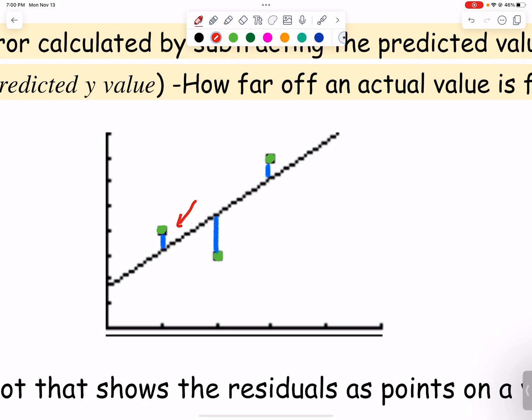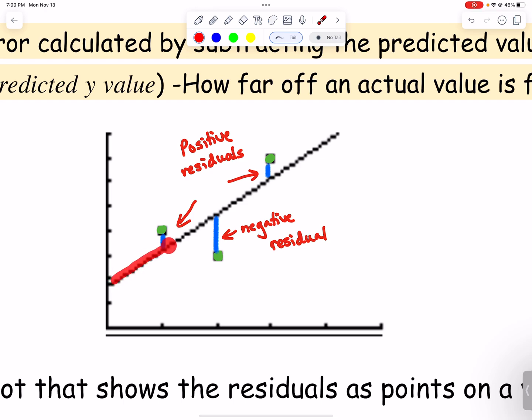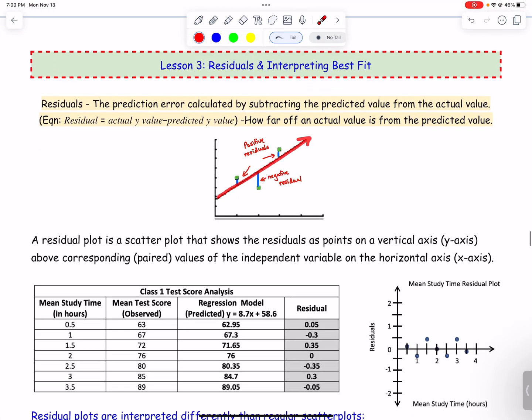So these two are positive residuals. They have a distance that's above the line of best fit. And this is a negative residual because it's a point that falls below the line of best fit. And the residual amount is just how far away it is from the actual line of best fit that we've already worked on finding in previous lessons. So let's look at an example.